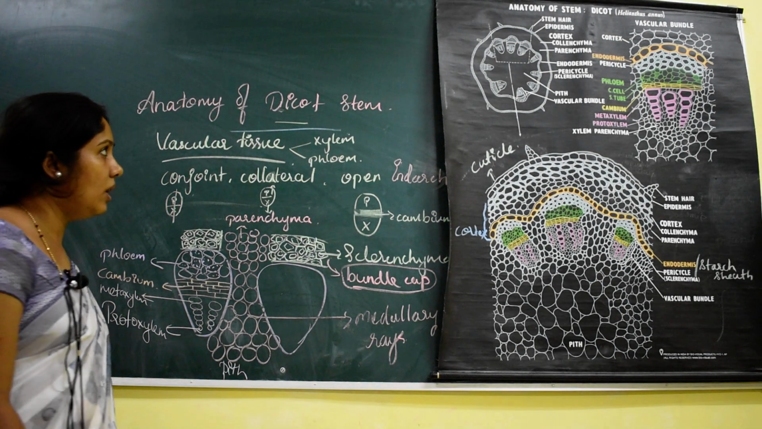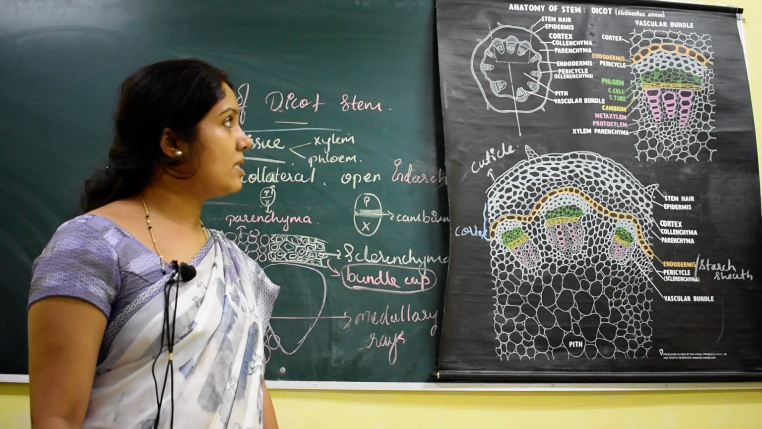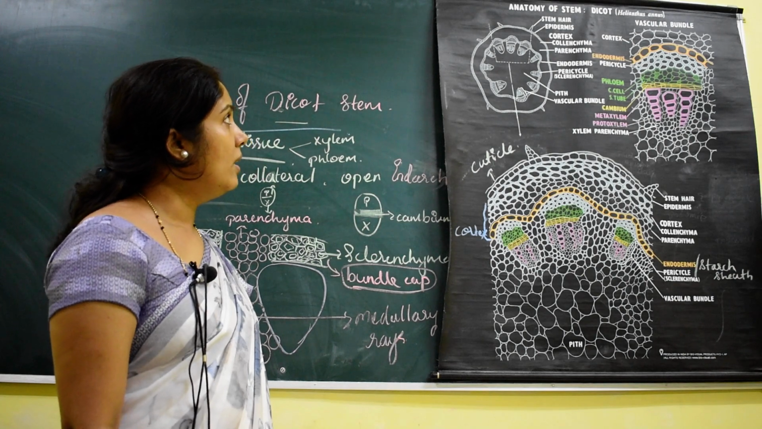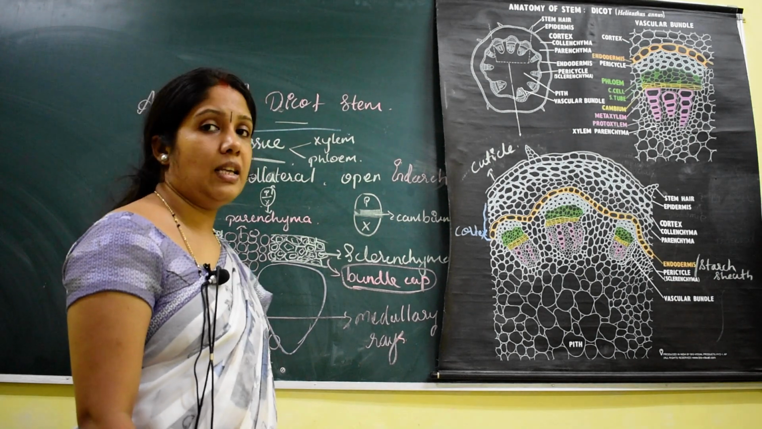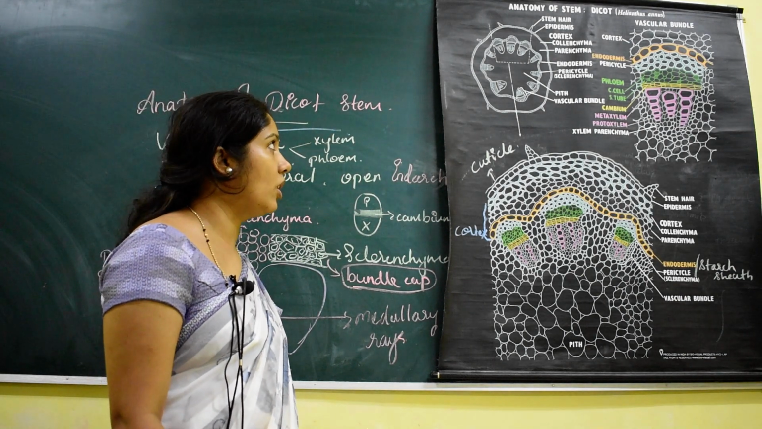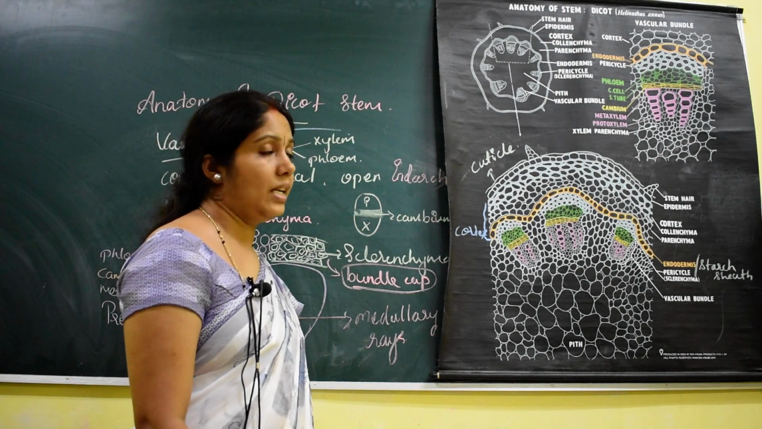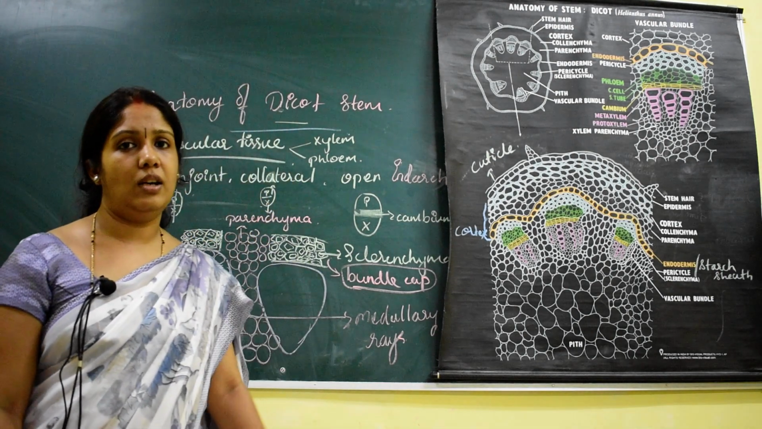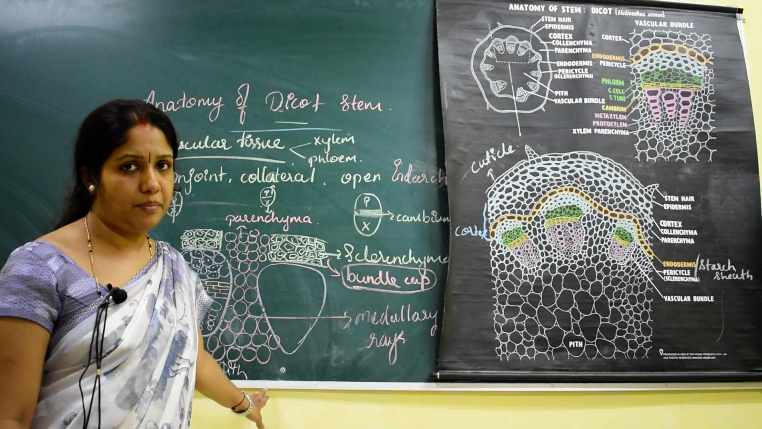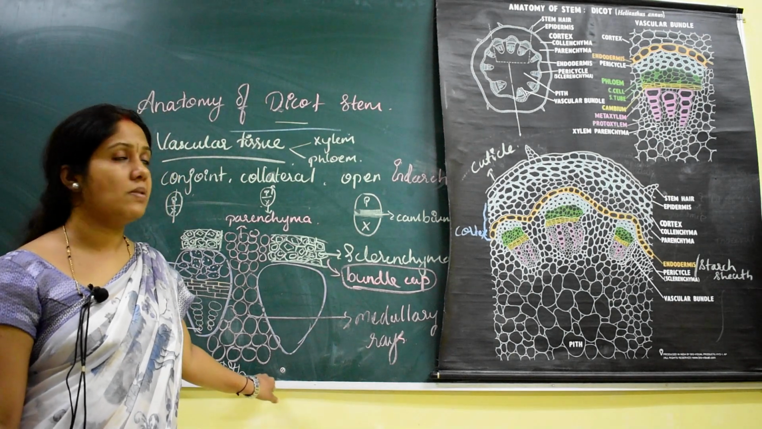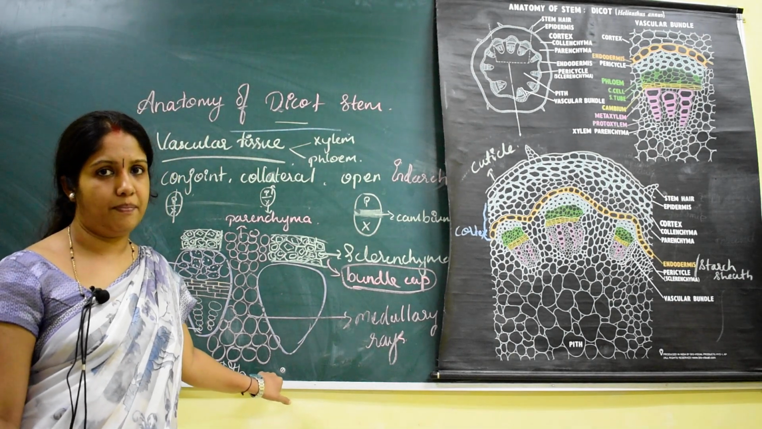So this is about the dicot stem. The best example for the dicot stem is tridax, or you can give sunflower, etc. So this is about the anatomy of a dicot stem. In the next class we'll start with the monocot stem. Thank you.